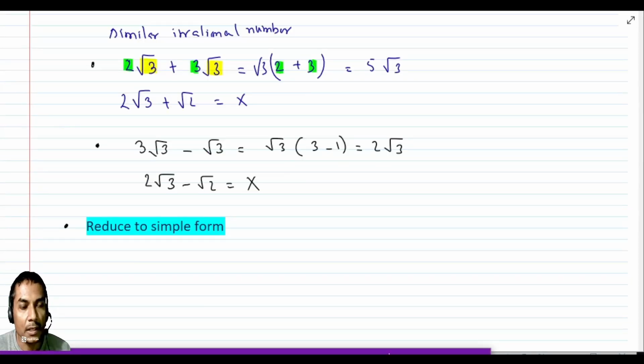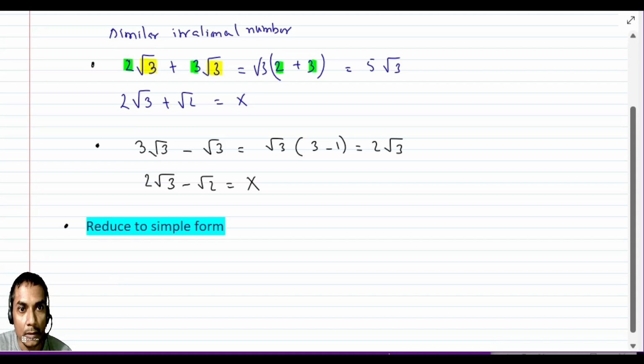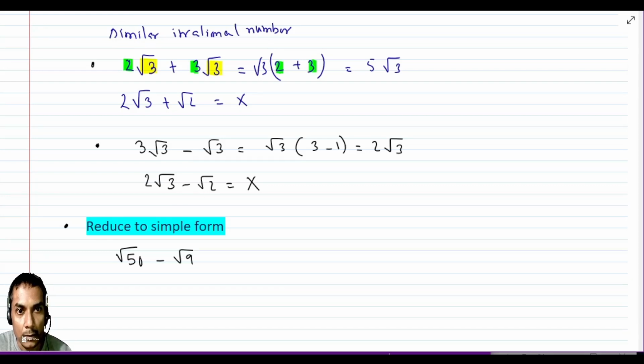With this concept, let's take one example of how we can apply it to reduce an algebraic expression into the reduced form with irrational numbers. Okay, let's take the example. It is root 50 minus root 98 plus root 162. What do you have to do?